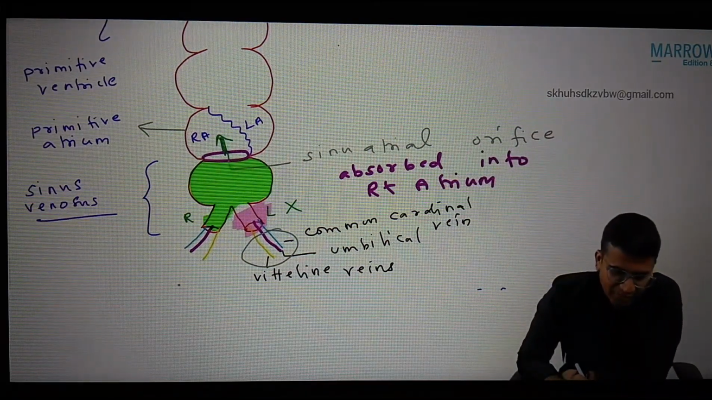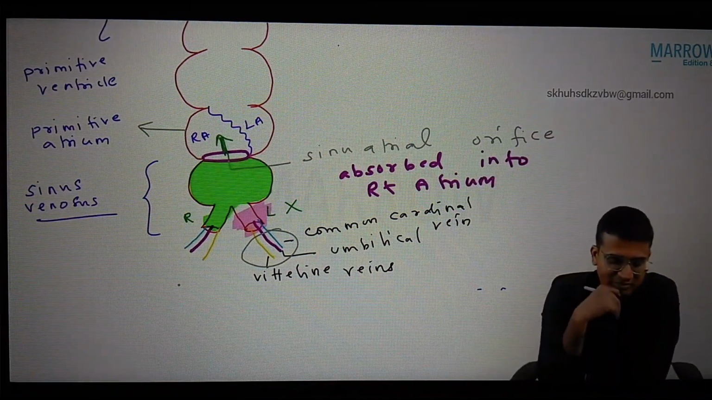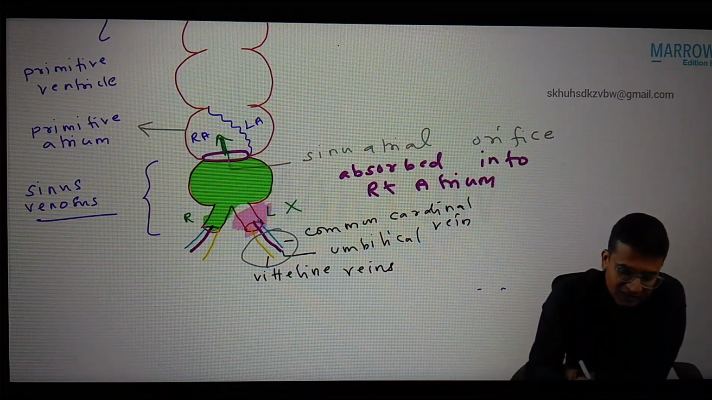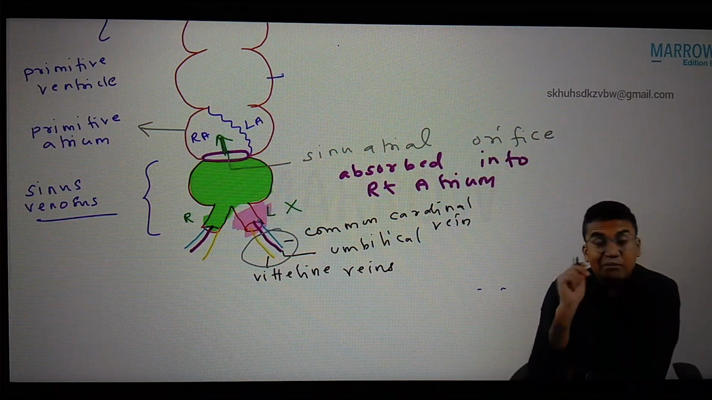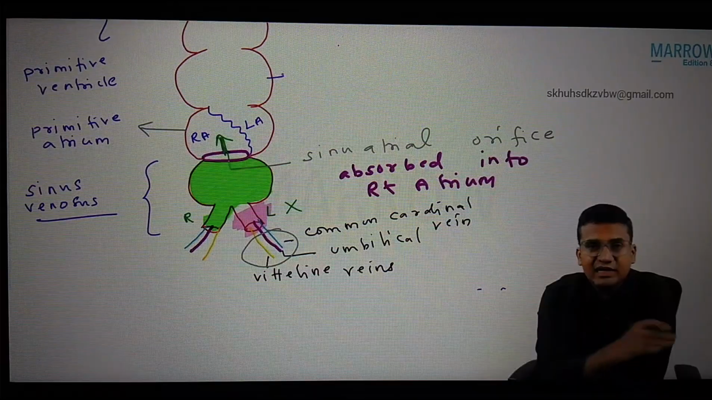Shall we proceed? Next, the primitive ventricle. Just above the primitive atrium, we have the primitive ventricle. This primitive ventricle forms the trabeculated part of the left ventricle alone.